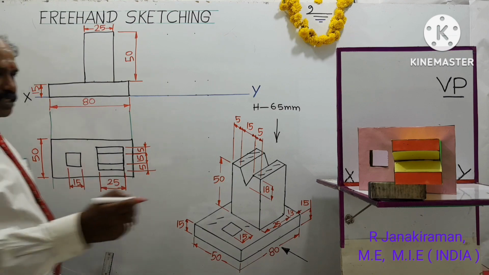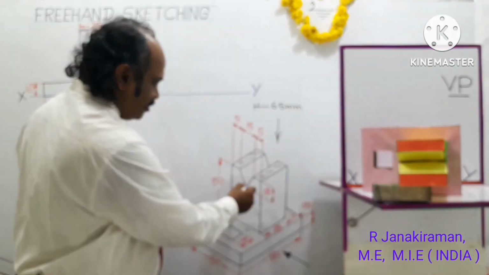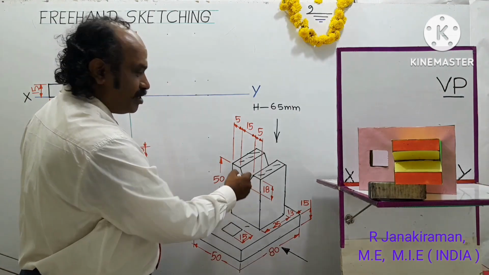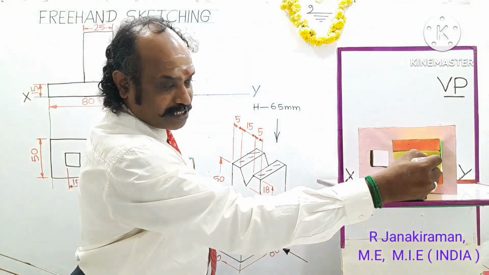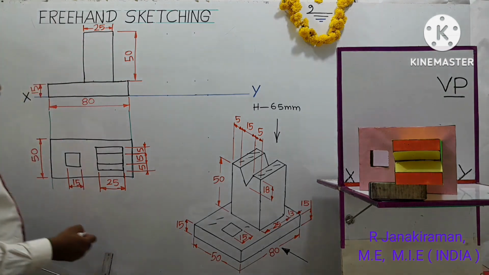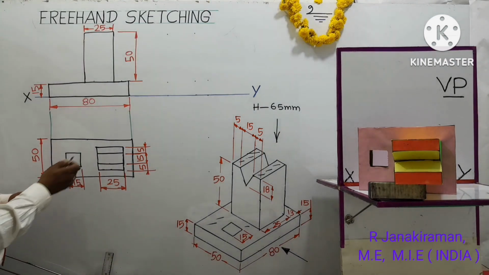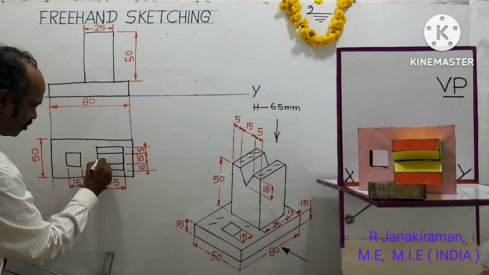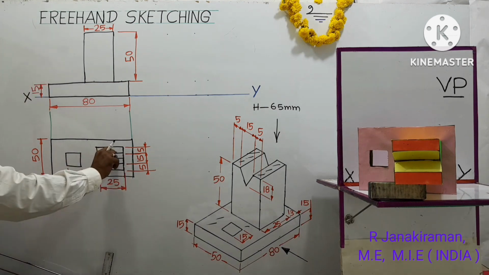And at the middle there is one V passage at a depth of 18 mm. The center line is to be drawn along this edge, the red, yellow portion. So at the center you draw one more line using an HB pencil, this object line. So that this part is 15.